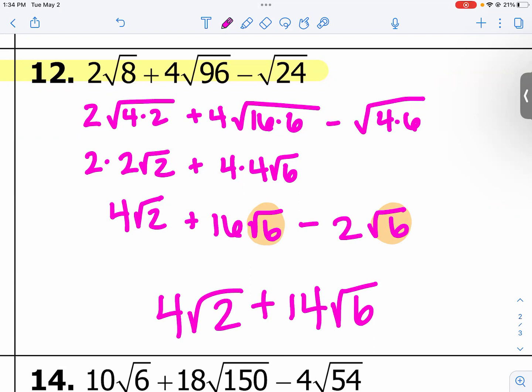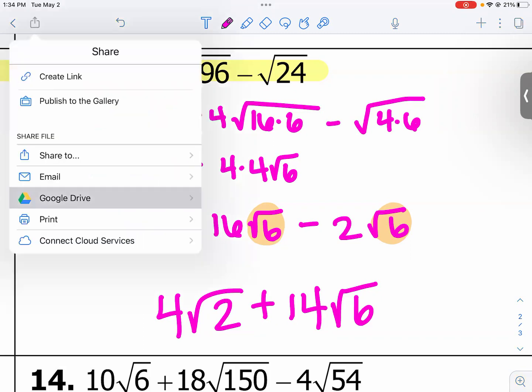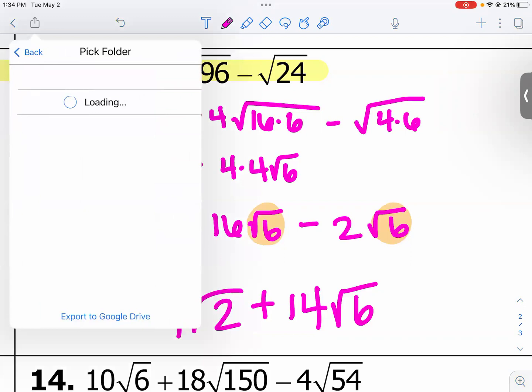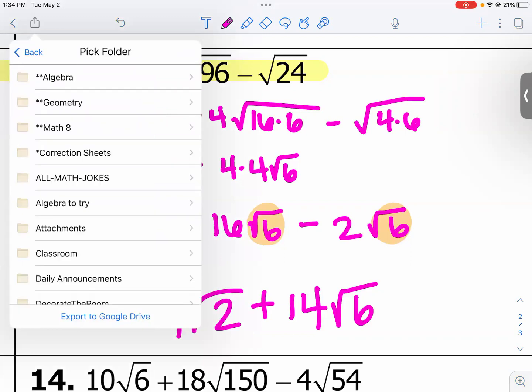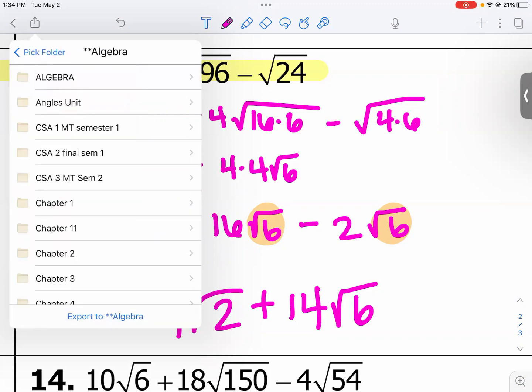So your homework is on page 9. I'll just let you do 1 through 10. You're welcome. Page 9, 1 through 10.